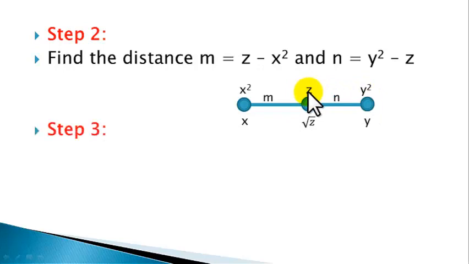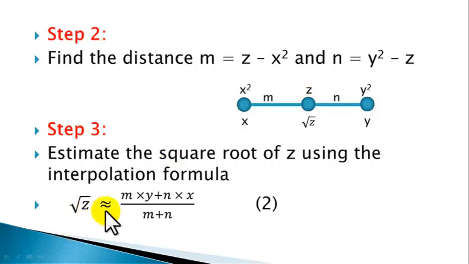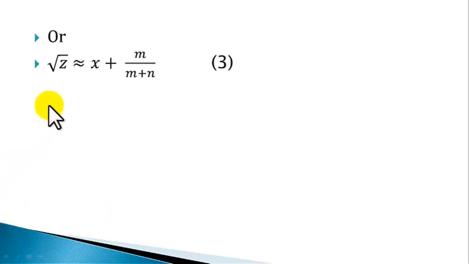Step 3. Let us now estimate the square root of z using the interpolation formula given below. Square root of z is approximately equal to (m times y plus n times x) all over (m plus n). Or we can use the formula square root of z is approximately equal to x plus m all over (m plus n).